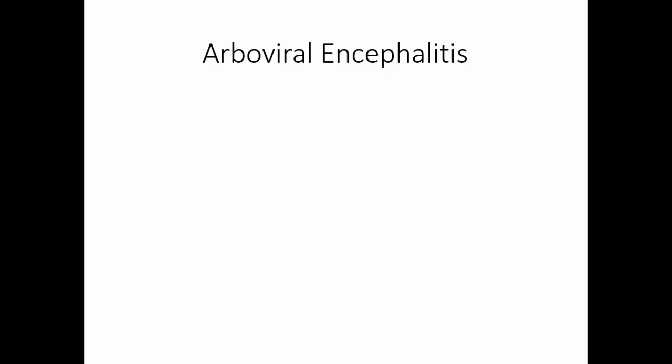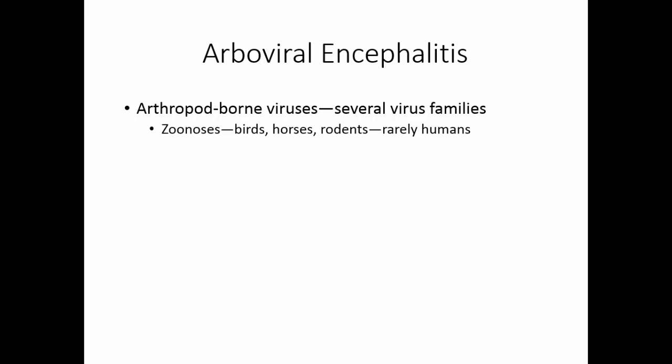Arboviral encephalitis is a group of viruses that are arthropod-borne. Arbo comes from arthropod, born. There are several viral families involved. These are all zoonoses. Typically, the virus infects birds, horses, or rodents. Rarely does it infect humans. When humans do acquire the disease, it's usually mild cold-like symptoms that occur 3 to 7 days after exposure.